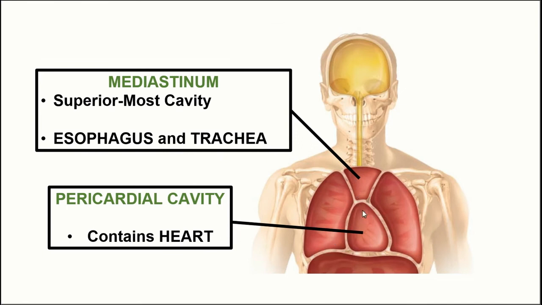There are superior and inferior cavities located within the center of the thoracic cavity. The superior-most of the cavities in the thoracic cavity is the mediastinum. It contains the esophagus, which is part of the digestive system, and the trachea, which is part of the respiratory system. And just inferior to that, or just below that, is the pericardial cavity, which, as its name implies, cardial, contains the heart. So that does it for the thoracic cavity.